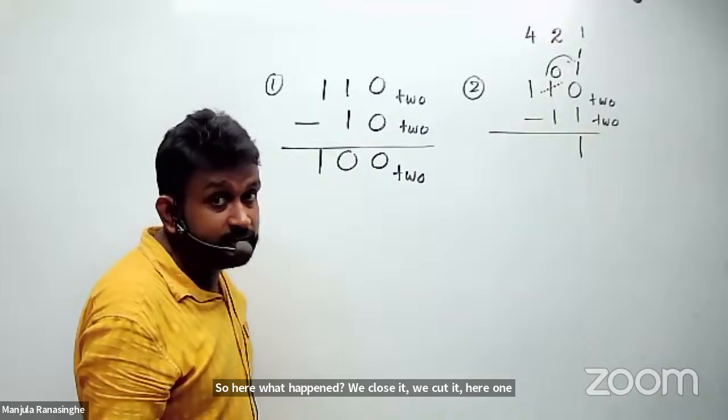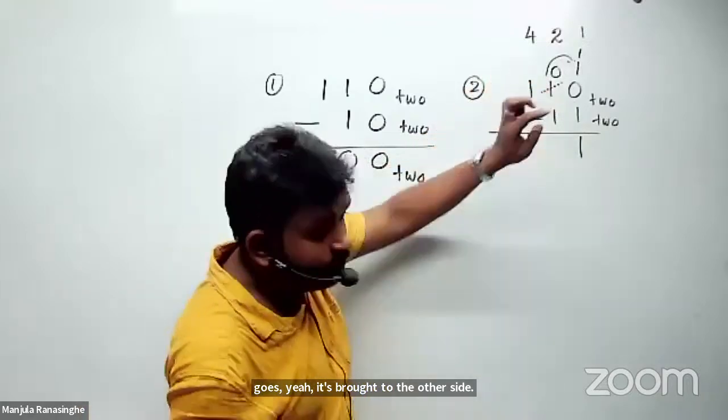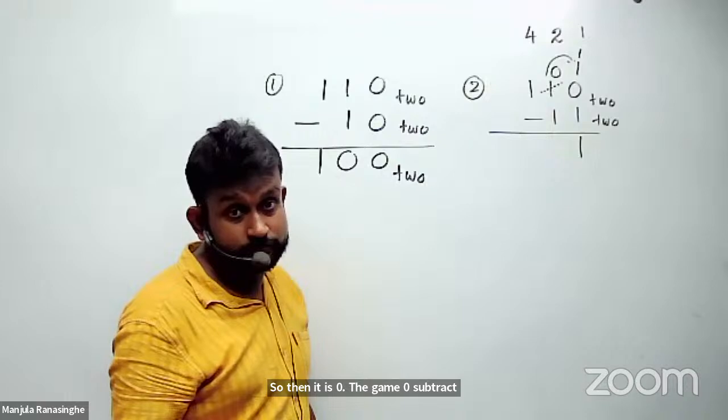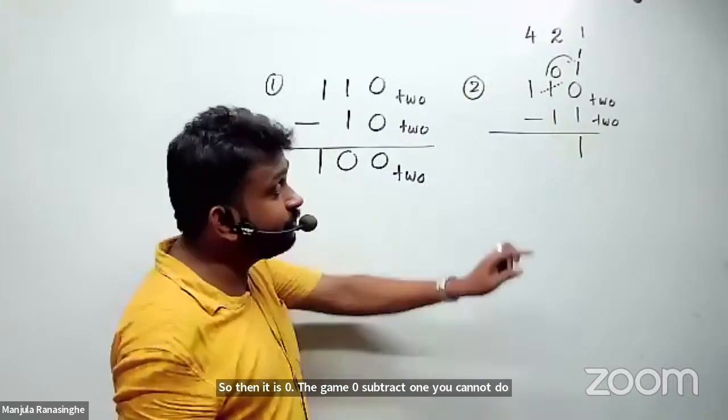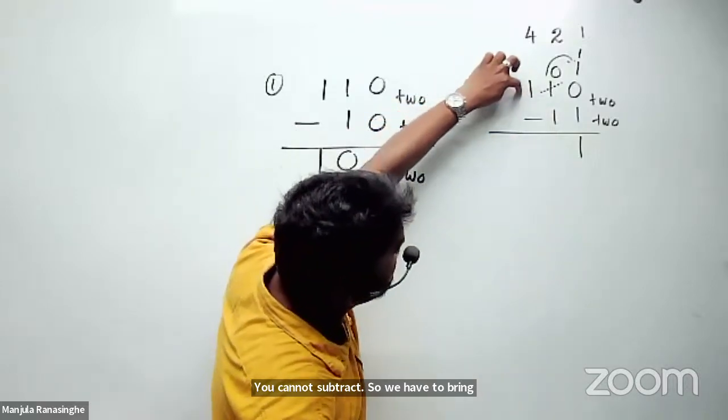Again 0 subtract 1. You cannot do. You cannot subtract. So we have to bring this one from this side, this one.